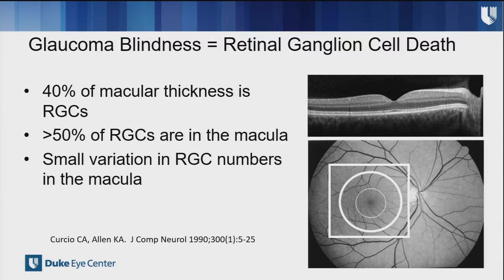So glaucoma blindness happens when retinal ganglion cells die, and the macular thickness is predominantly made up of retinal ganglion cells, and most of the retinal ganglion cells in the retina live in the macula. Macular thickness also really doesn't have a lot of variation, unlike the optic nerve head, so it makes it really quite useful for glaucoma.